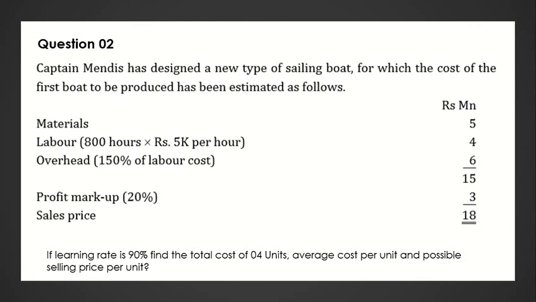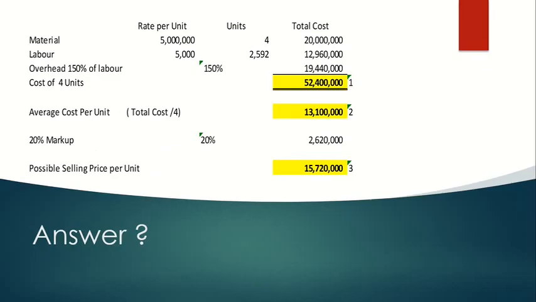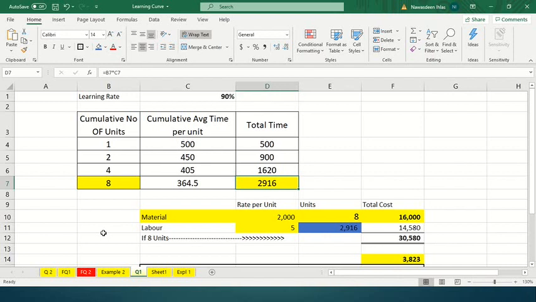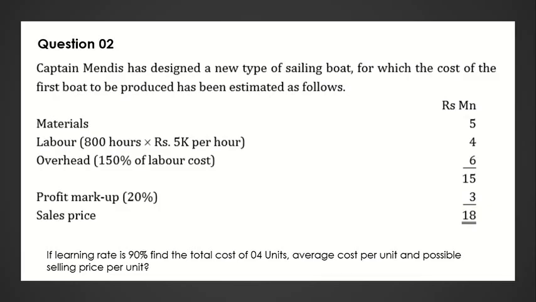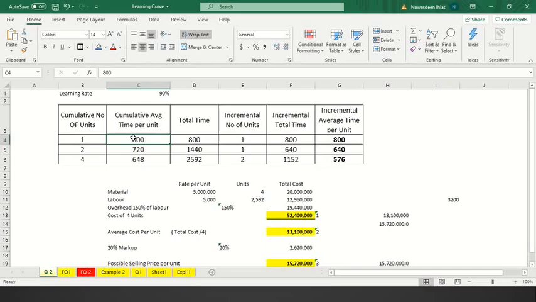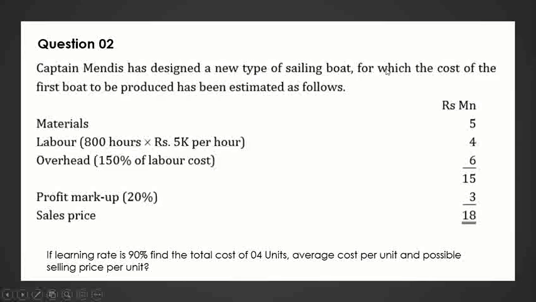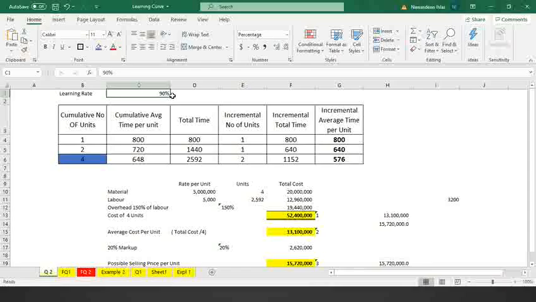Right. So 4 units means obviously we can apply the tabular approach. So here we'll find out the answer. So here you can see for the first unit they need 800 hours. Now second unit, fourth unit. So I have taken up to the fourth unit. So their learning rate in this question they have given is 90%. So 90% I have taken.